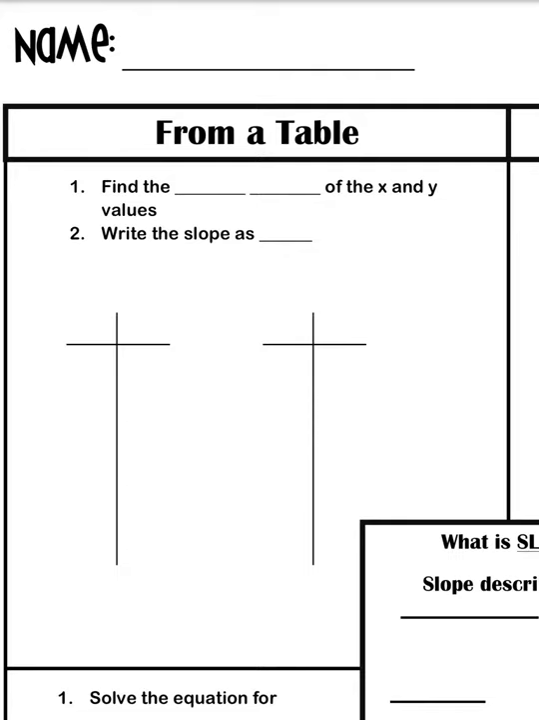As we see here, we're going to be able to find slope from a table, and we have 2 parts that we need to fill in here. It says find the blank blank of the x and y values, and number 2 is write the slope as blank. Well, we kind of already talked about this a little bit, but we already know that we need to find the constant rate.